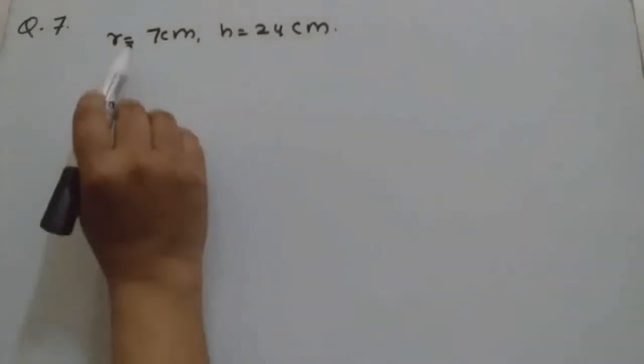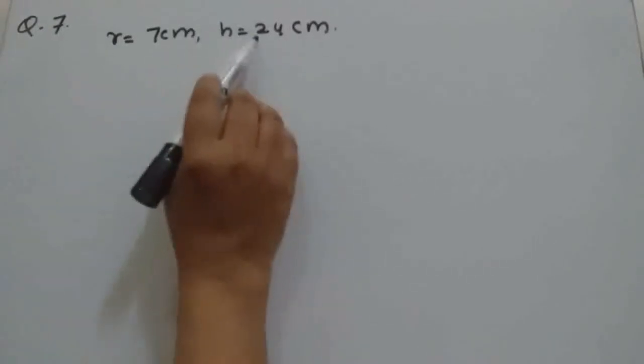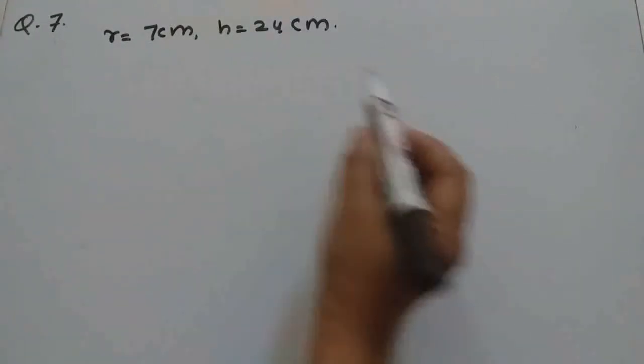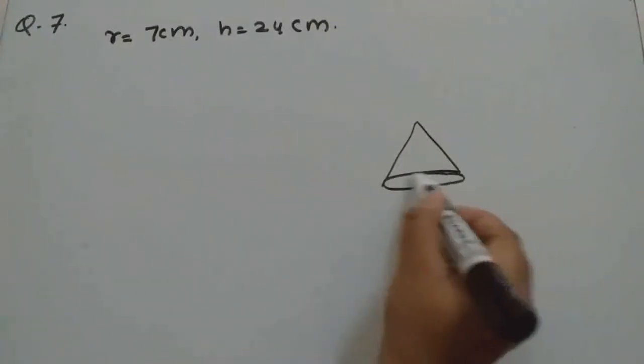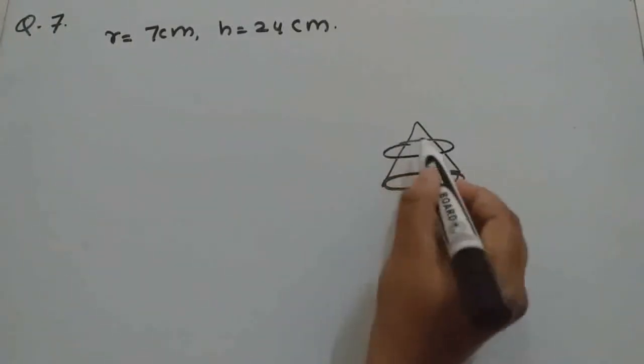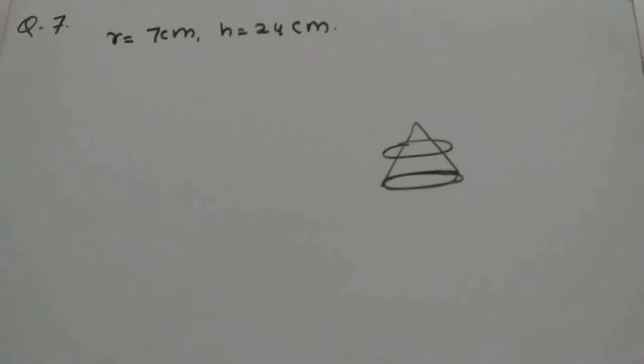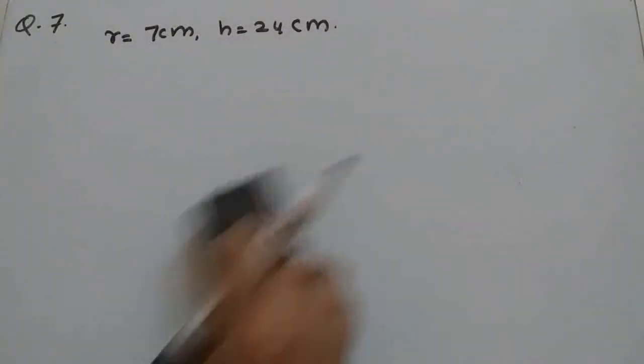In question 7, Joker's cap is in the form of a right circular cone. Radius is given as 7, height is given as 24. We know Joker's cap means the base part will be open, isn't it? This part will be open. That means only CSA we should find here. So for CSA we have the formula pi r L.